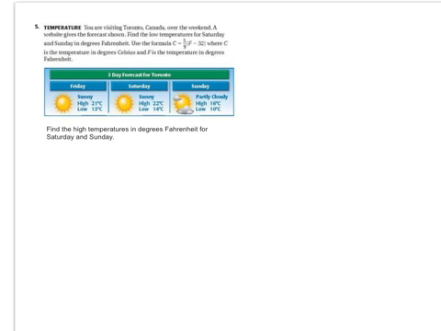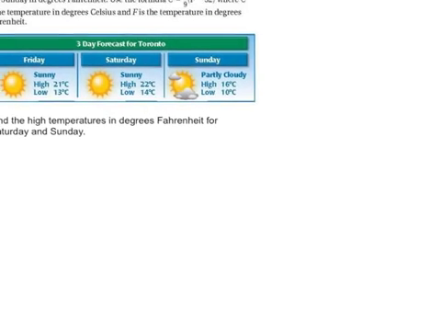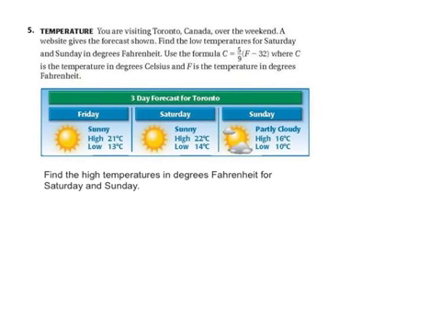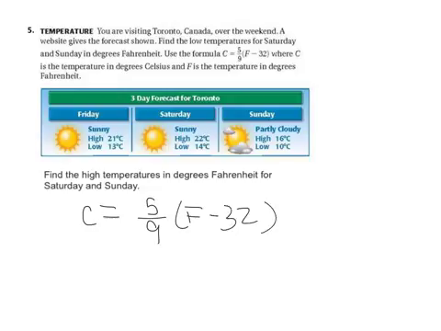All right, so it says, you are visiting Toronto, Canada over the weekend. A website gives you the forecast shown. Find the low temperatures for Saturday and Sunday in degrees Fahrenheit. So we're not going to do that. That's in your book if you want to look at them. We're actually going to find the high temperatures in degrees for Saturday and Sunday. It says use the formula C equals 5/9 (F minus 32), where C is the temperature in degrees Celsius and F is the temperature in degrees Fahrenheit. So what we first need to do is we need to take this and we need to solve it for F because we want degrees Fahrenheit, okay?